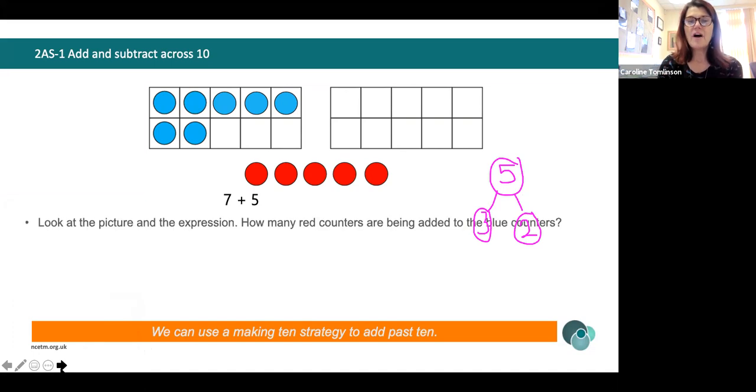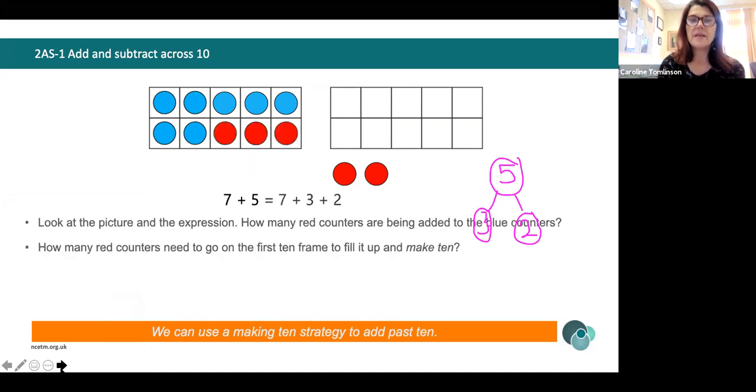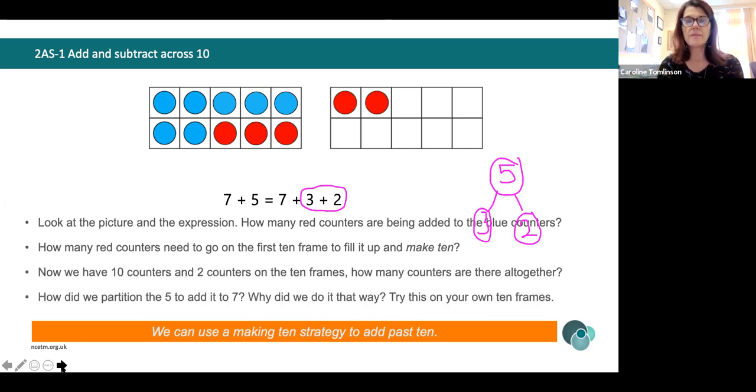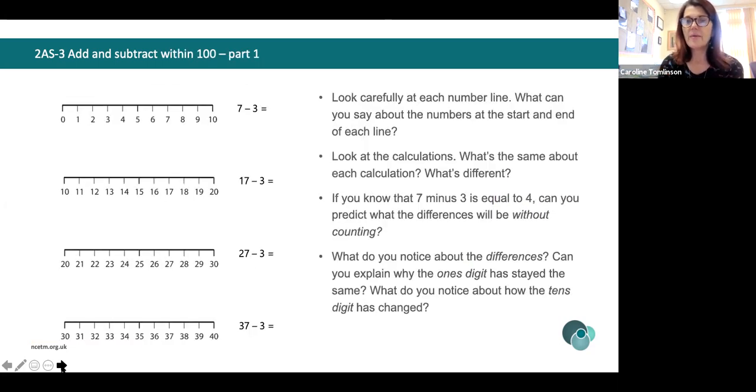So 7 add 5 is the same as 7 add 3 and then add 2. 7 add 3 add 2. It's exactly the same value. I've added 5, but I've partitioned it to make 10. And there are some question prompts there to help you.